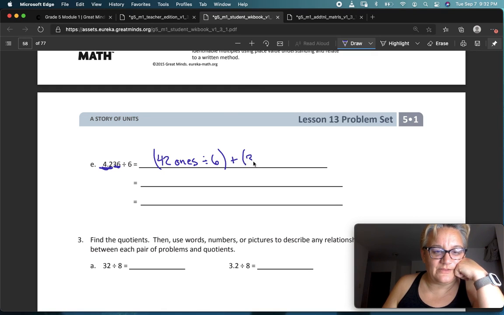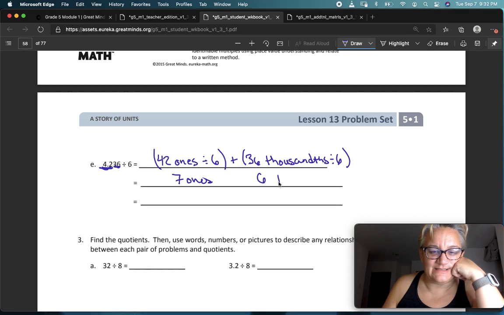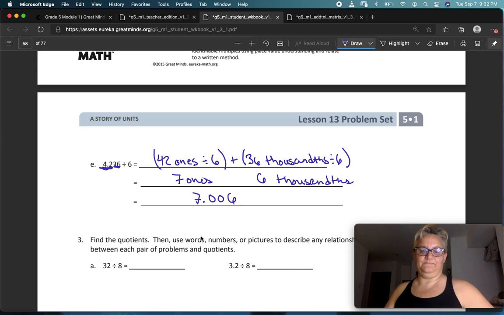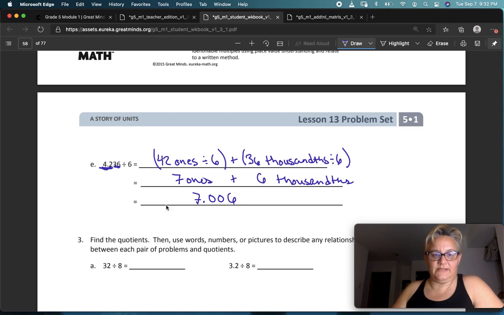Plus 36 thousandths divided by 6. Now I have multiples of 6 in both chunks, and that makes my life really easy. So 42 ones divided by 6 is 7 ones. And 36 thousandths divided by 6 is 6 thousandths. Okay, be careful here. It's 6 thousandths. So that means we have 7 and 6 thousandths. Okay, don't forget your zeros. Excellent. Good, that was a good one.